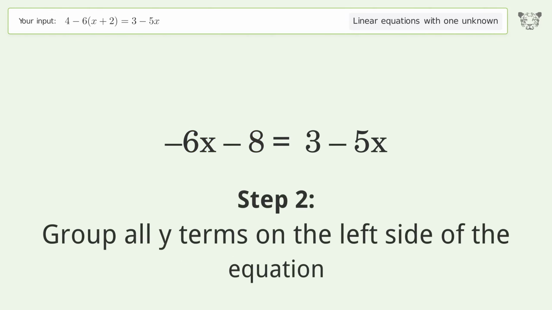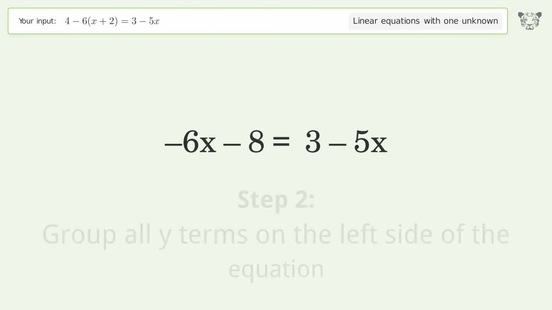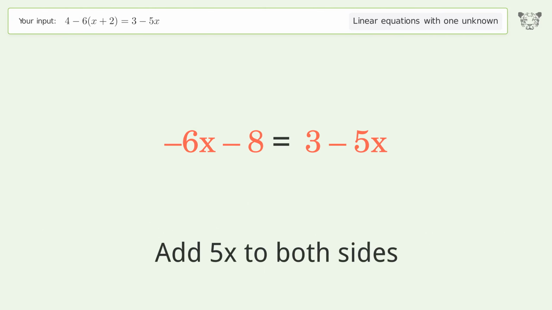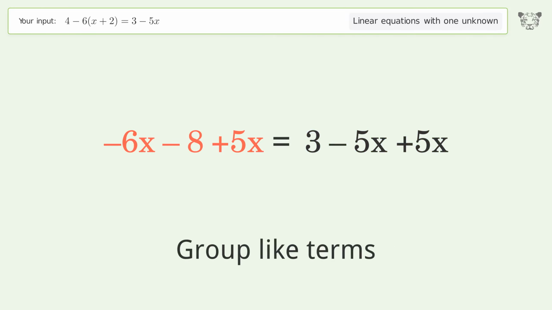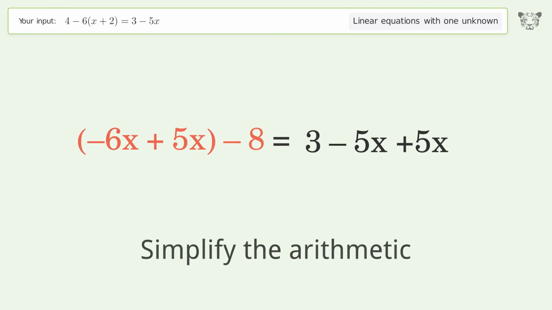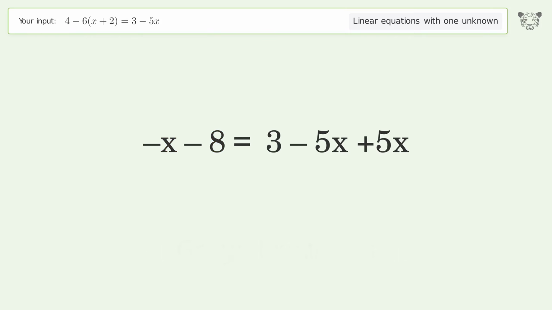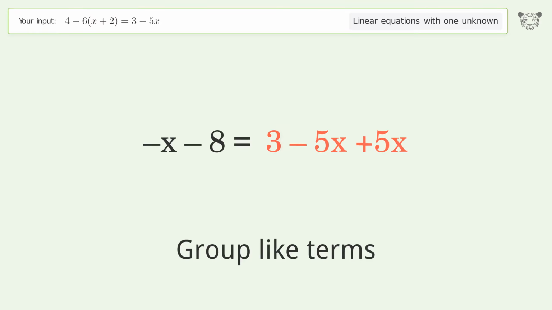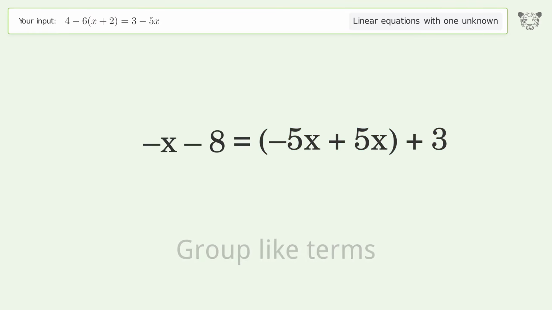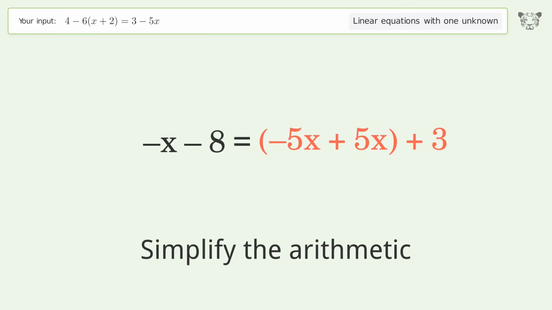Group all y terms on the left side of the equation. Add 5x to both sides. Group like terms. Simplify the arithmetic. Group like terms. Simplify the arithmetic.